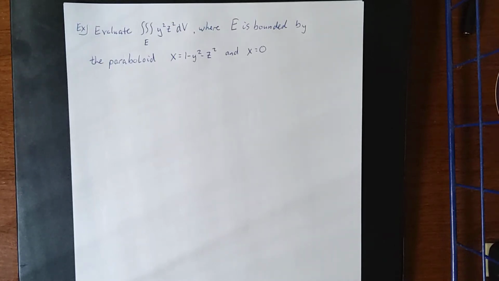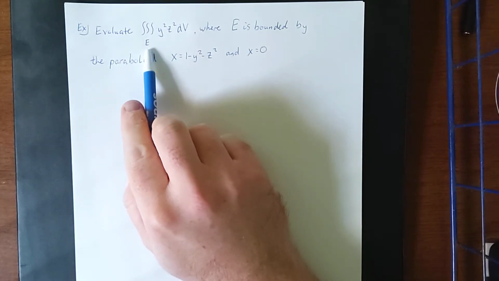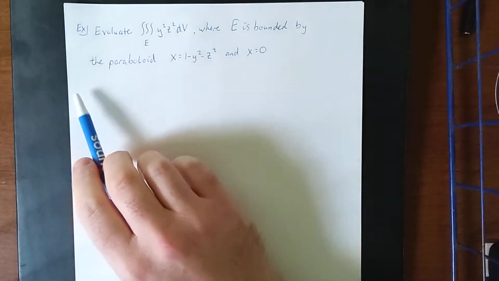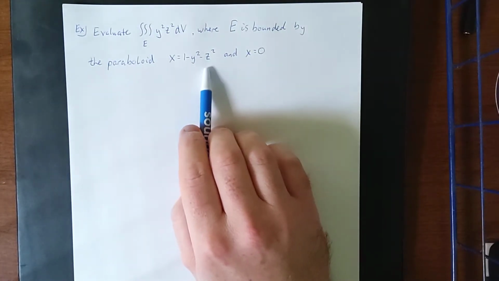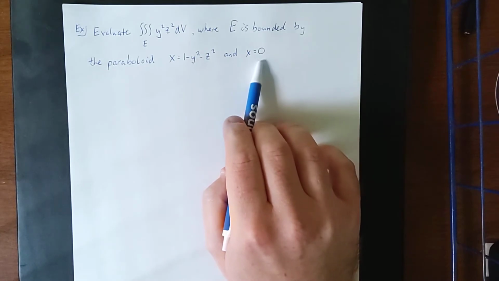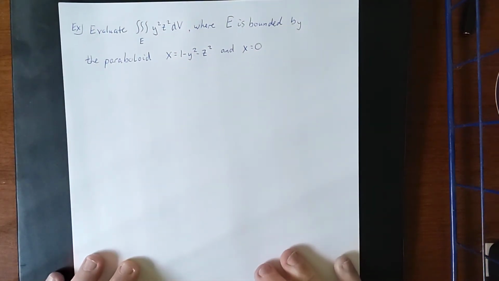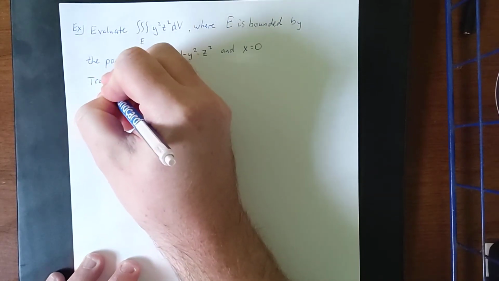All right, next up we're going to try one more. This time I'd like to evaluate the triple integral over the solid E of y squared z squared dV, where E is going to be bounded by the paraboloid x is equal to 1 minus y squared minus z squared, and x equals 0. Now this one's going to be a little bit more difficult to visualize drawing it in 3 dimensions. So what I'm going to do is try drawing it in 2 dimensions, and we'll go over the traces associated with this.